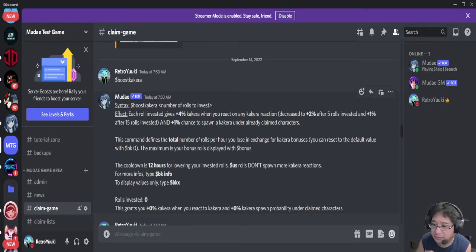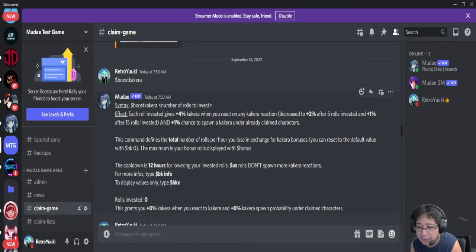So the idea here is you invest your bonus rolls, how many you want to invest from your bonus, and each time you invest a roll, plus 4% Kakera will be added if you react to a Kakera stone. But if you invest anything after 5 rolls, then the bonus is plus 2% each time and plus 1% after 15. So let's say I invest 3 rolls. Then my Kakera bonus is plus 4% times 3, about 12%. Okay, I believe it's by how many rolls you have. However, I really think it's based on that tier.